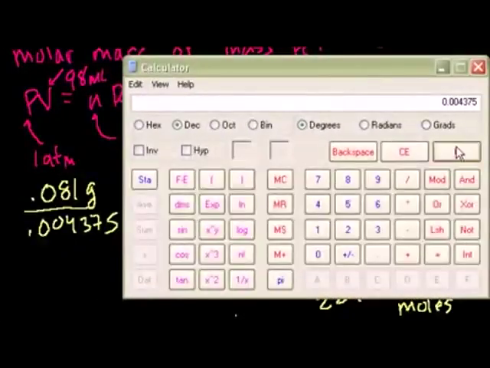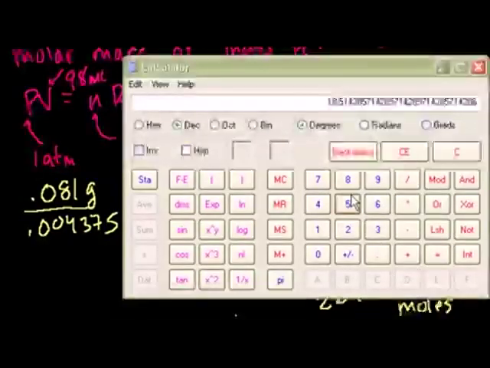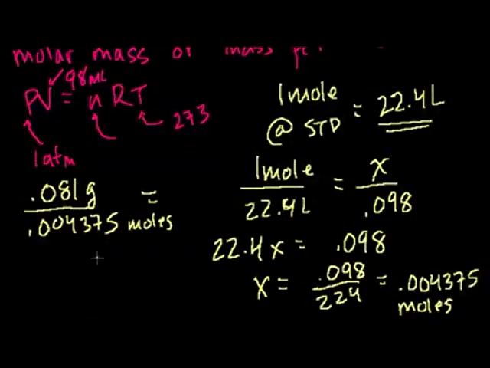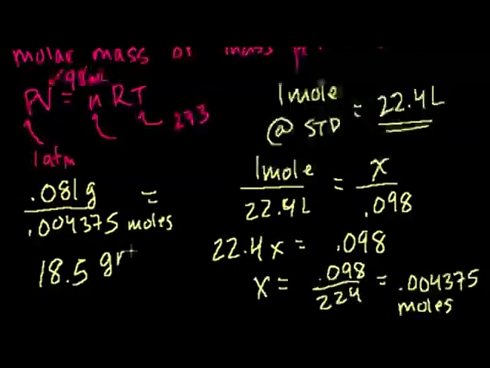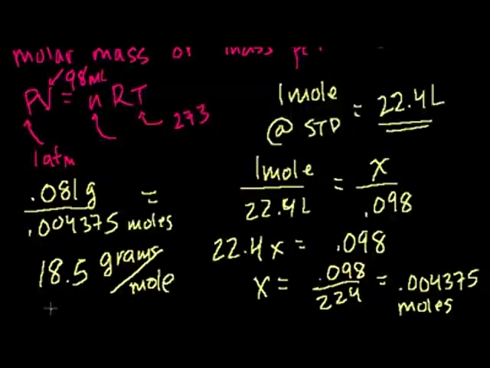So how many grams do we have per mole? Well, let's take the calculator out. So we have 0.081 divided by 0.004375 is equal to 18.51. So it equals 18.5 grams per mole.